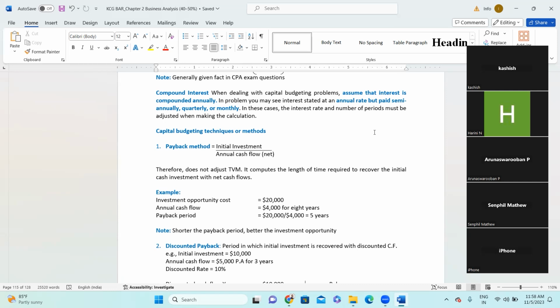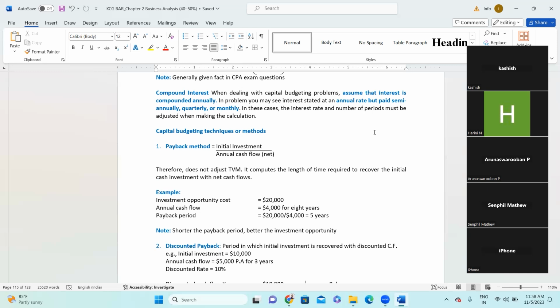So the first one is payback period. Payback period basically demonstrates in how many months, how many days, in how much period you will be receiving your money back. It does not use a discount factor, right? It just says total investment required divided by annual net cash inflow or outflow.